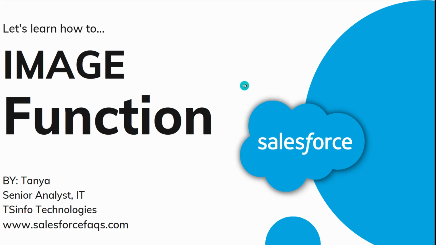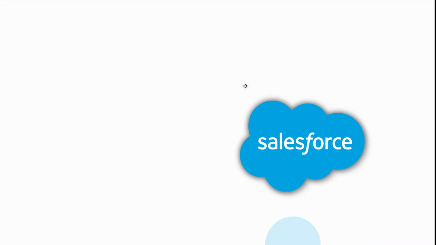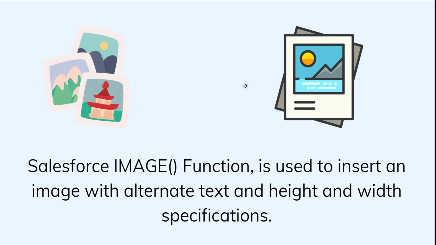So let's first understand what we mean by the image function. The image function is one of the text functions in Salesforce that is used to insert an image with an alternative text and the height and width specification. The syntax of this image function is given on your screen.